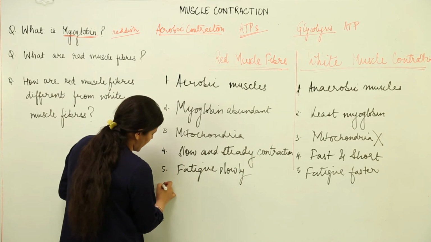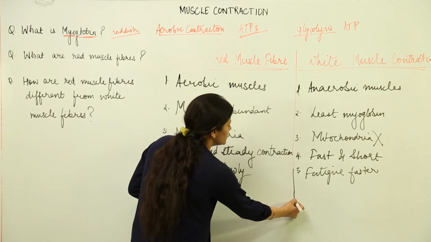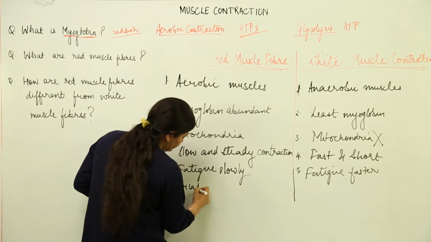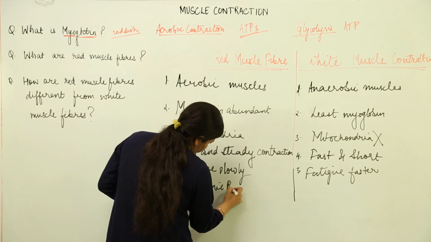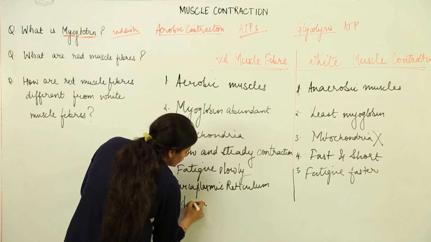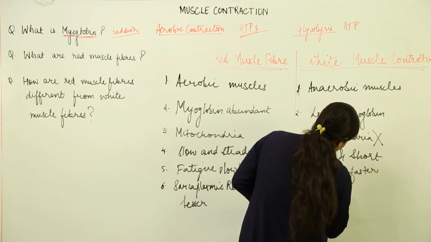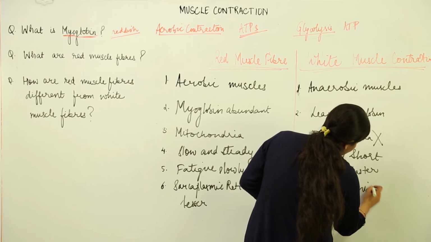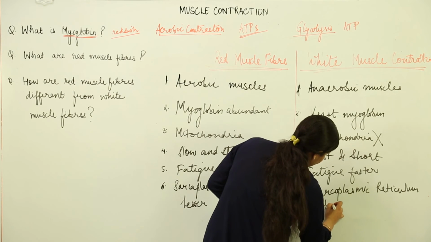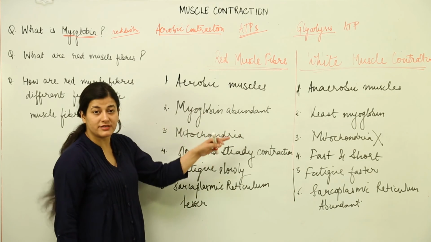And the most important point that you have to remember, which can become an exam question for you and is a point of understanding for conceptual questions, is that the sarcoplasmic reticulum is lesser in red muscles, and in case of white muscles the sarcoplasmic reticulums are abundant. So these are the differences that you have to remember, apart from the differences that I have told you.